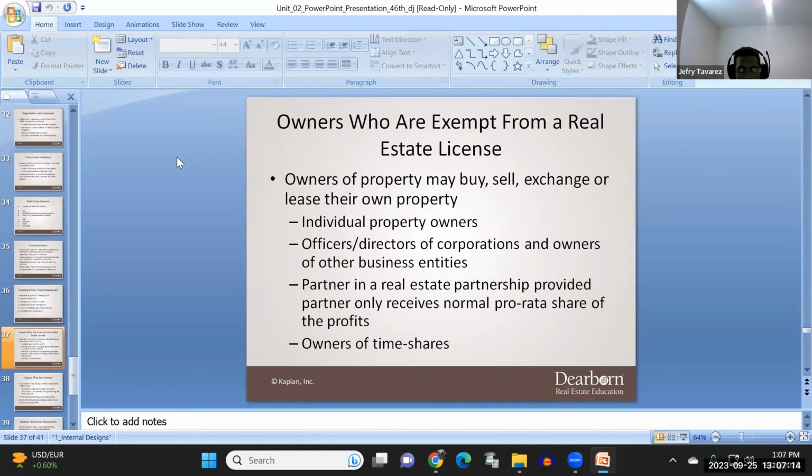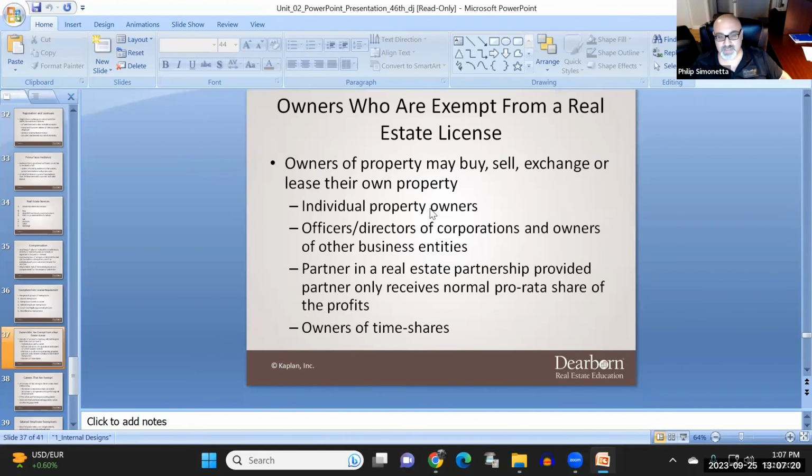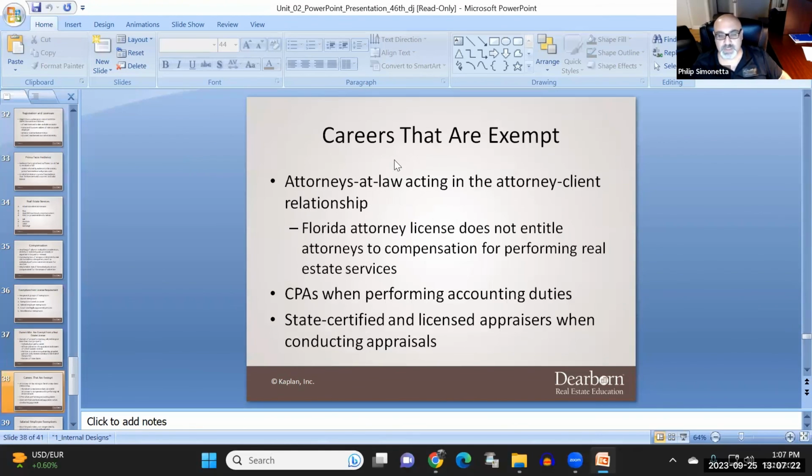Okay. And then owners of timeshares, you can sell your own timeshare. So that's the exemption for owners. Now, what careers are exempt?